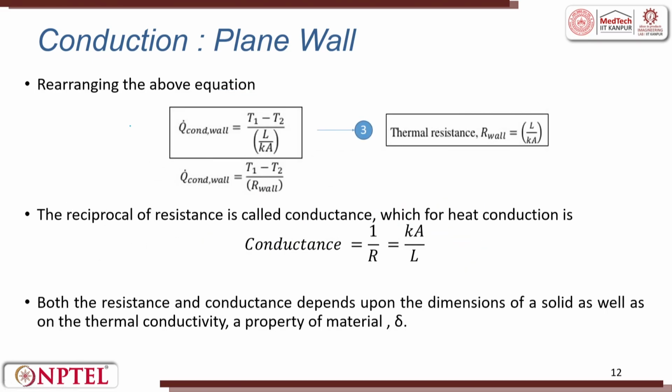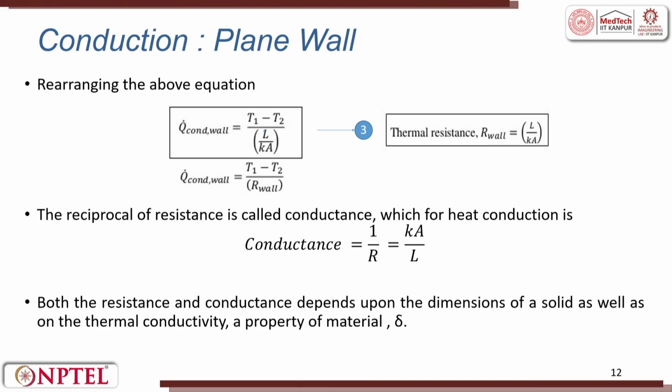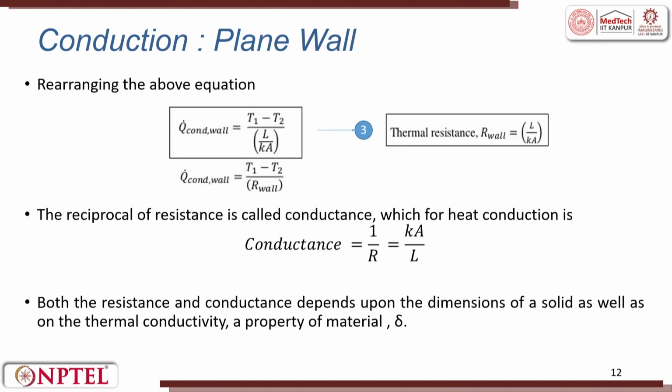By rearranging this equation, L by KA can be separated out, and then you get this equation. It is nothing but the thermal resistance of the wall. The thermal resistance of the wall is L by KA, so Q is T1 minus T2 by R wall.